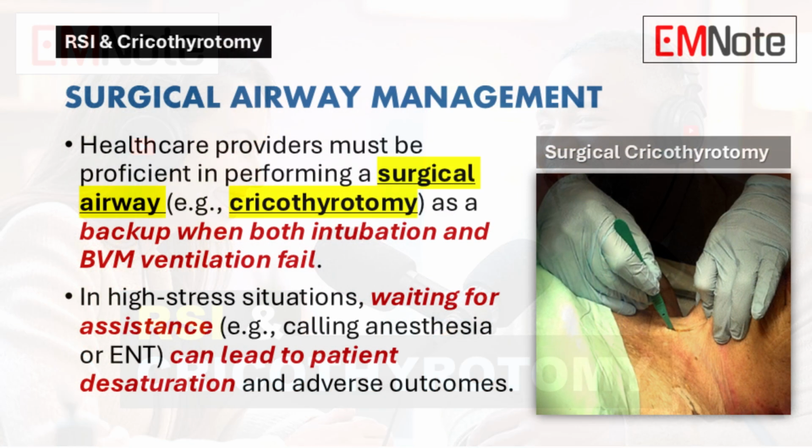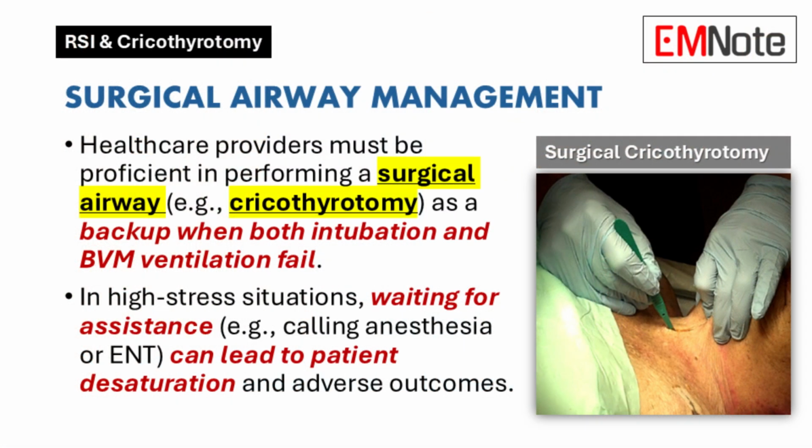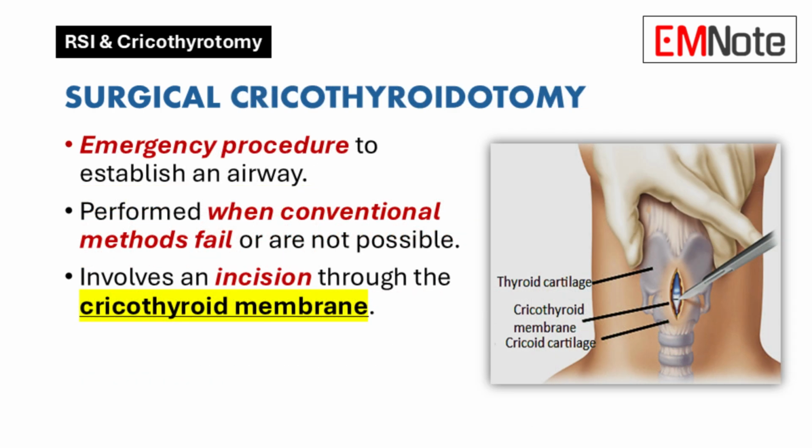But as we know, not every intubation goes as planned. So what happens when rapid sequence intubation is unsuccessful? What's the next step? In cases where standard intubation fails, surgical cricothyrotomy becomes a critical backup plan. That sounds a little bit more invasive. What exactly does that involve?